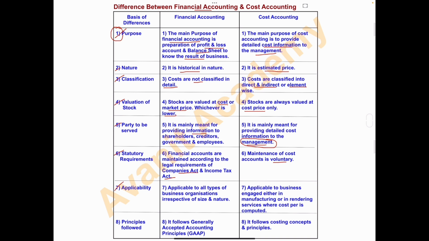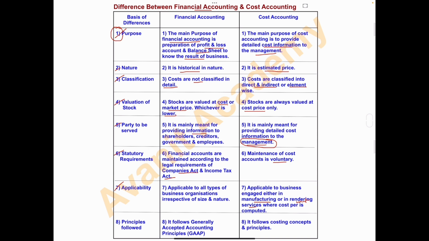Seventh one, applicability. Financial accounting is applicable to all types of business organization, irrespective of size and nature. Cost accounting is applicable to business engaged either in manufacturing or in rendering services where cost per unit is computed. So financial accounting is applicable to all types of business, but cost accounting is applicable to business which are engaged in manufacturing of goods or rendering services where cost per unit is computed.